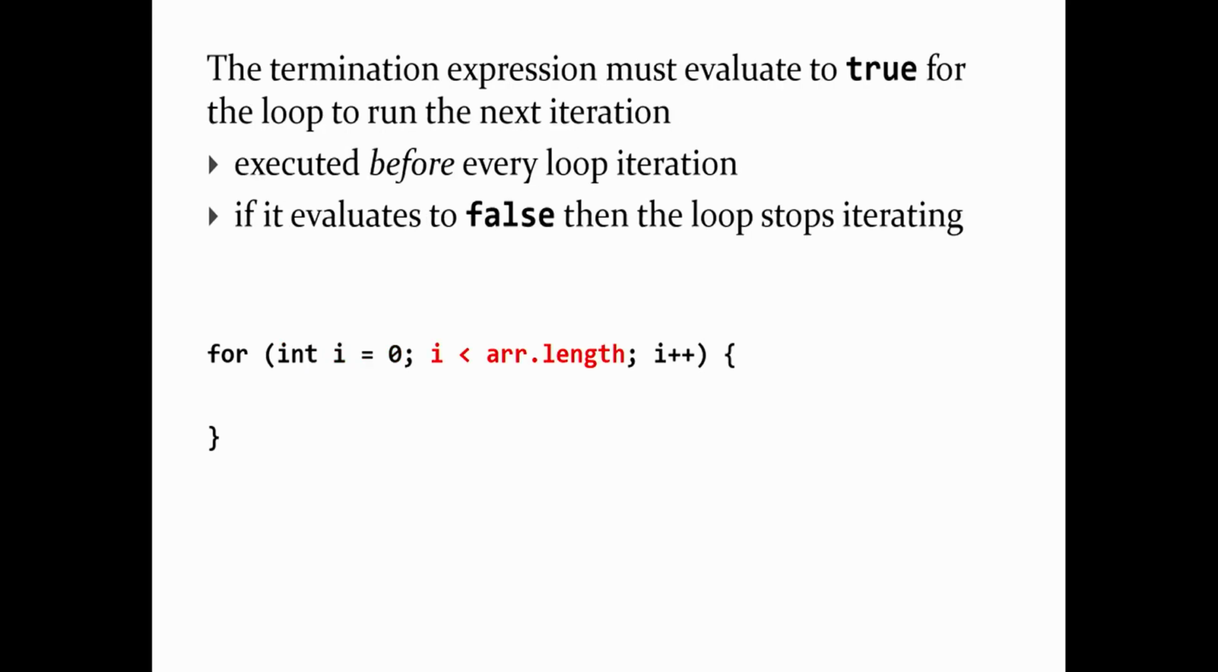Part 2 is the termination expression. If the termination expression evaluates to true, then the loop runs the next iteration. The termination condition is checked before every loop iteration. As soon as that evaluates to false, the loop body does not run. So this loop should run as long as our counter is less than the length of the array.